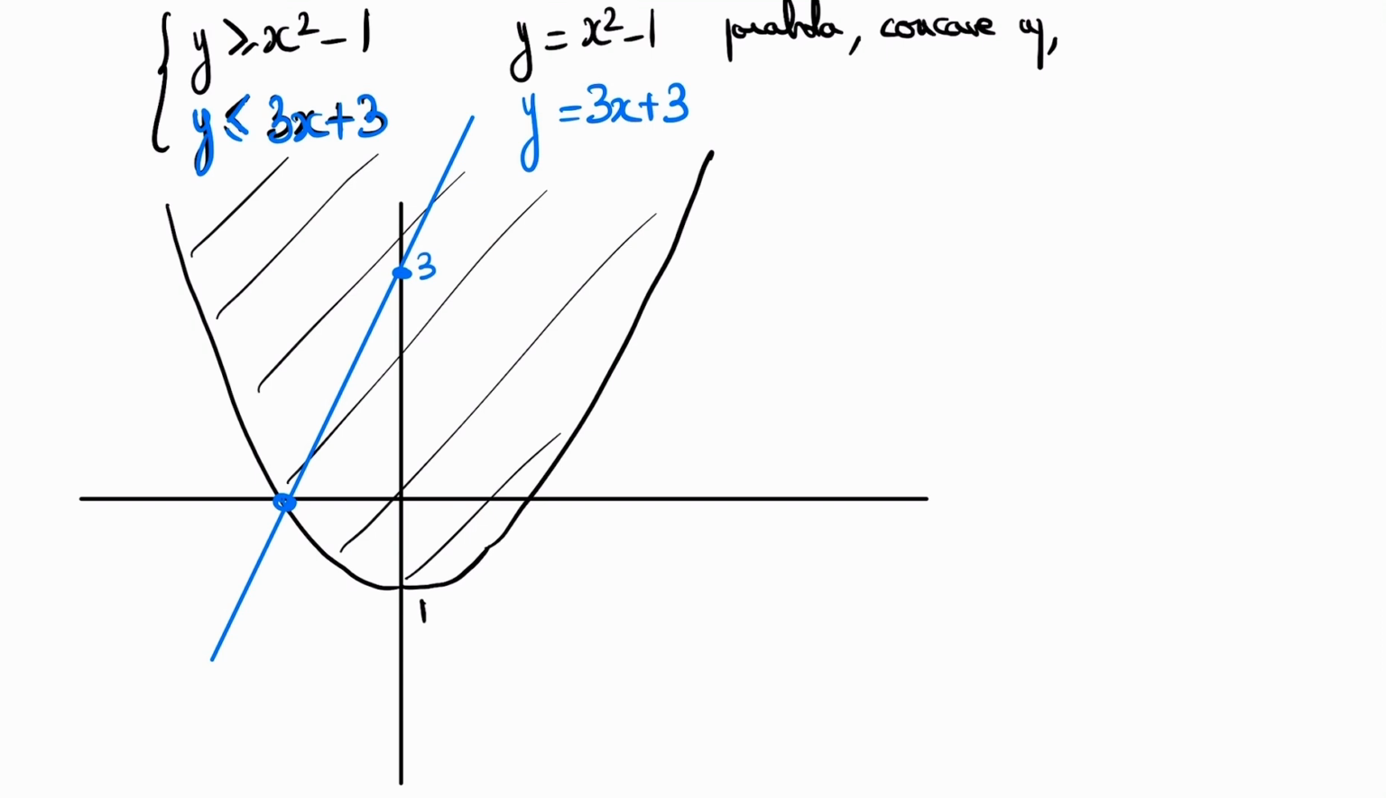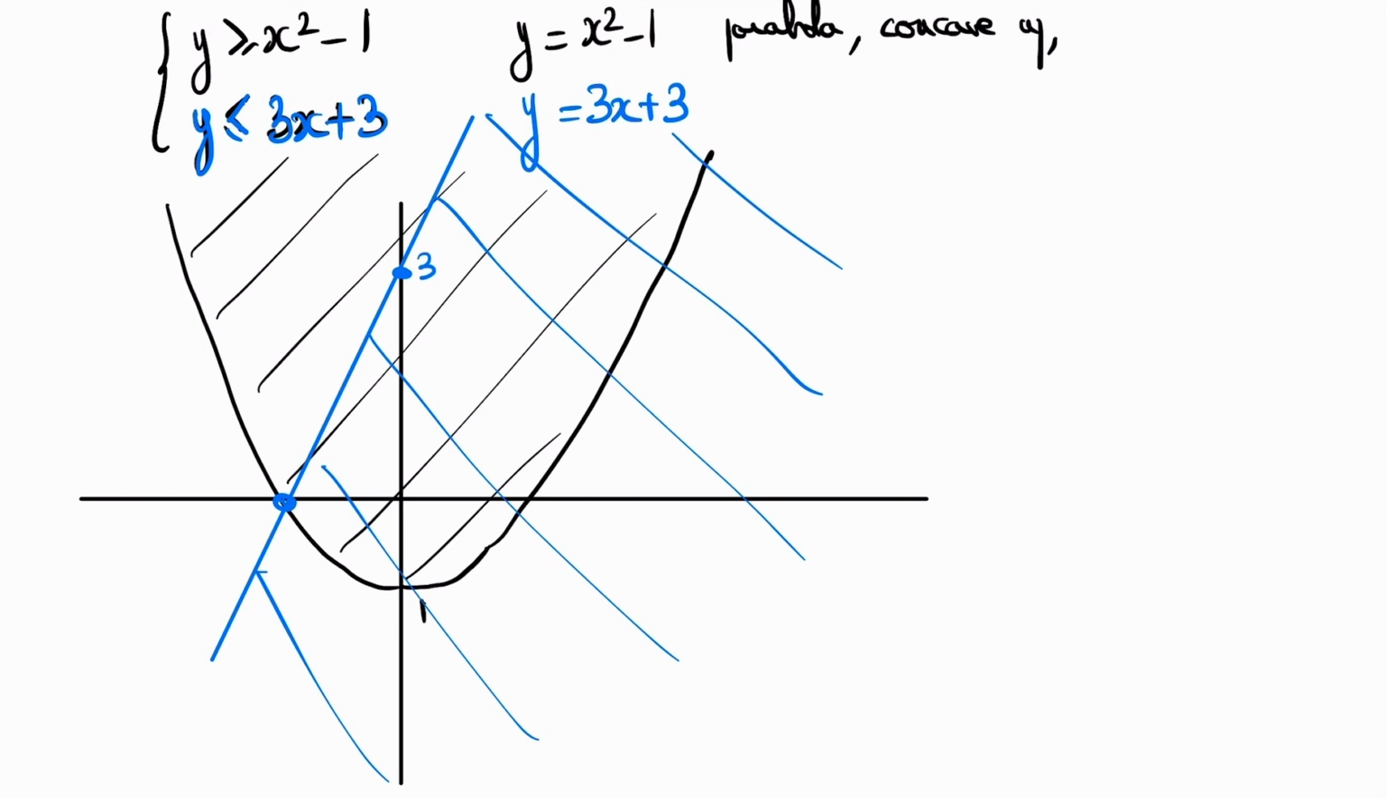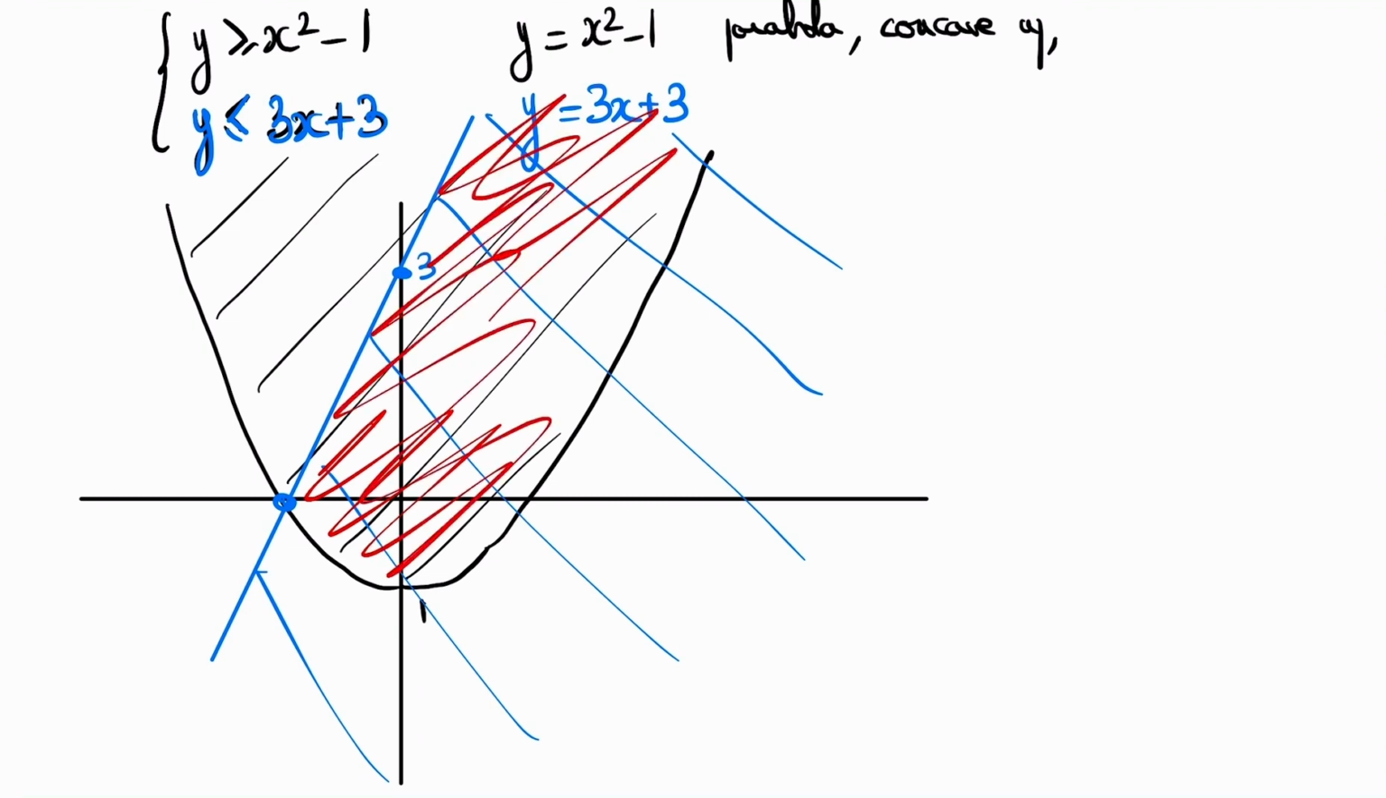When is y less than or equal to 3x plus 3? Well, that would be below the line. So here. And when are the two conditions satisfied at the same time? Well, that would be here. I think they intersect probably somewhere up there. So it's a closed area.